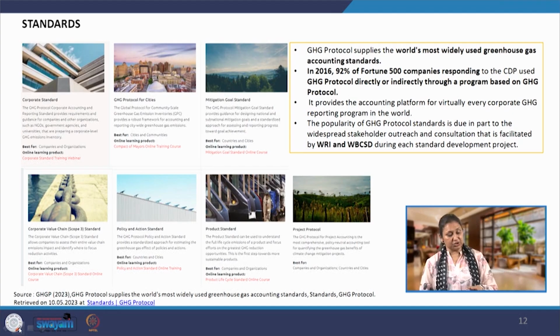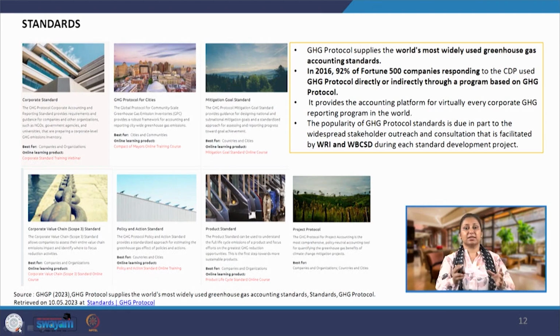Then we have the mitigation goal standard, which provides guidance for designing national and subnational mitigation goals and a standardized approach for assessing and reporting progress towards goal achievement. So, this is largely at a national and subnational level, helping in formulating the mitigation goals and also providing the standardized approach. Then we have the corporate value chain standard, which is largely dealing with scope 3. We will come to what scope 1, 2, 3 is in the subsequent lectures of this week, but it largely looks at scope 3 emissions through the entire value chain.